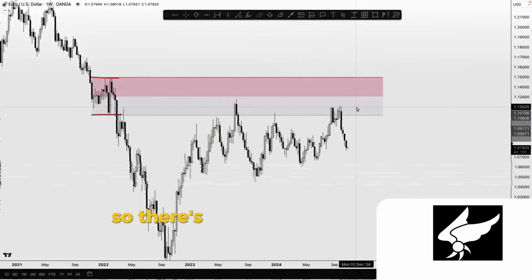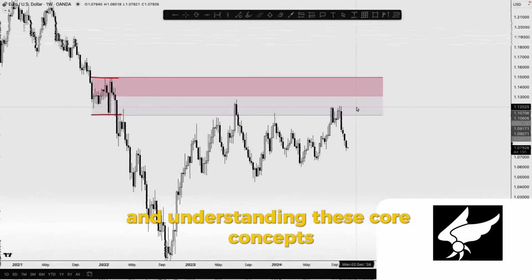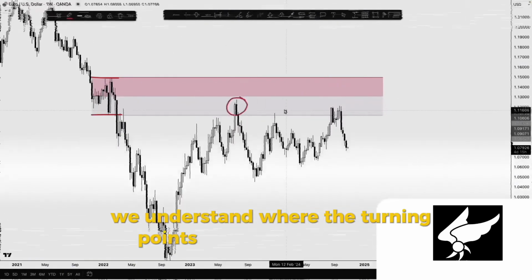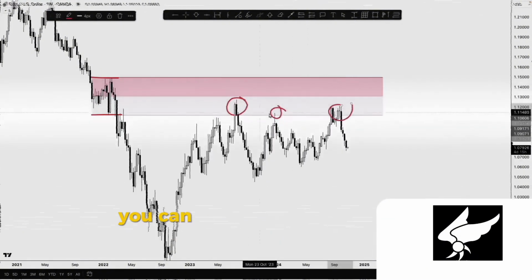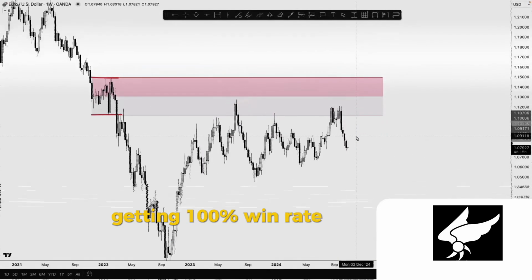So there's longevity in what we're doing here, and there's longevity in understanding how price is moving and understanding these core concepts. So armed with this information, we understand where the turning points are within the market. Now let's zoom into the 15-minute chart so you can see how I'm able to get involved in these moves, getting 100% win rate from these moves.